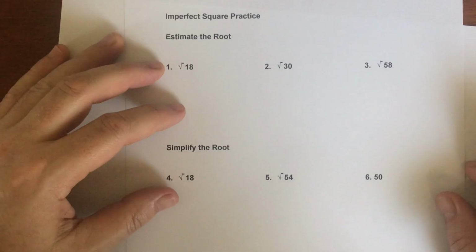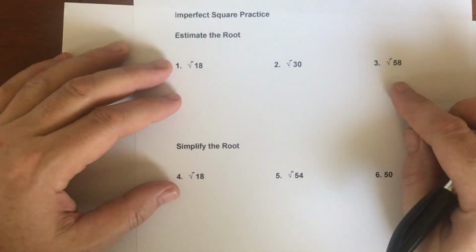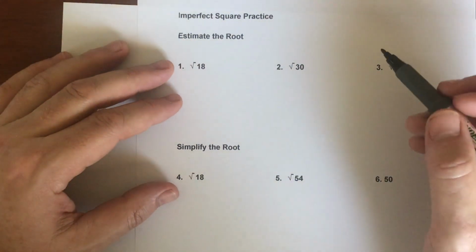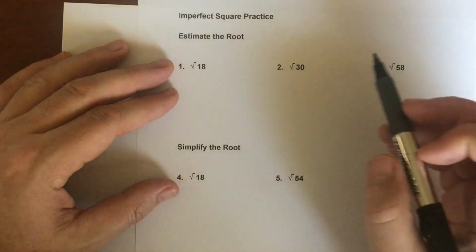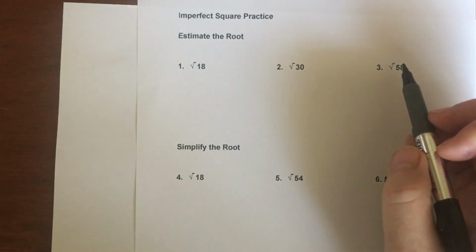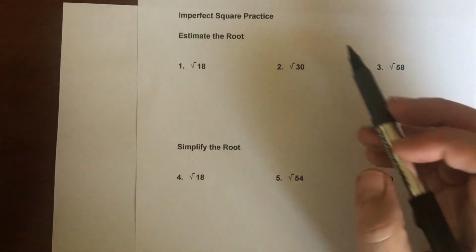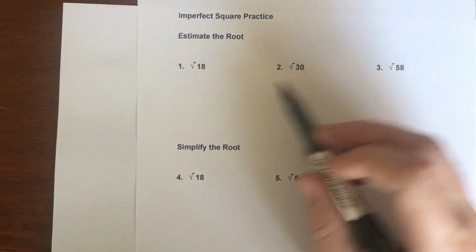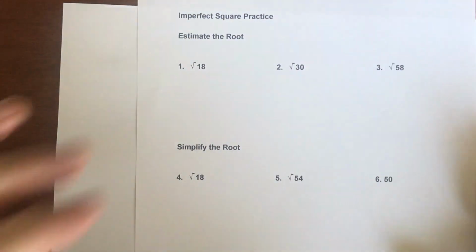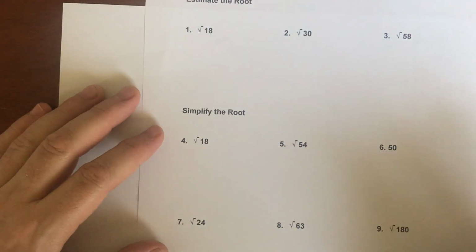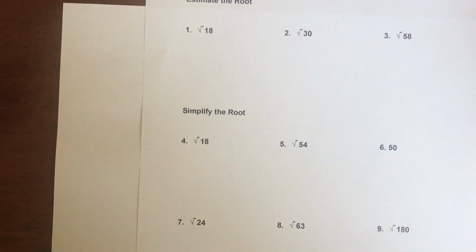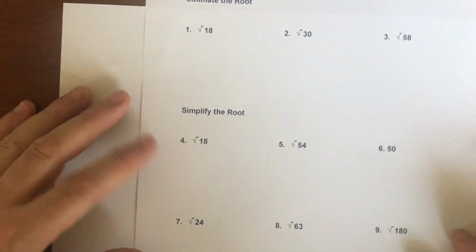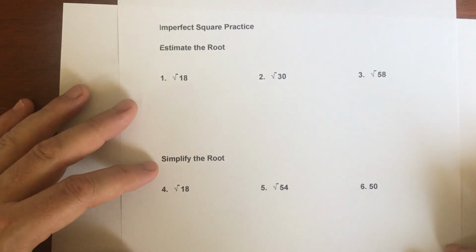Now what I would like you to do is look at your imperfect square practice sheet, okay? We've got 1, 2, and 3. You're estimating the root. So use your perfect square chart. Find out where 18 and 30 and 58 fall in the perfect square chart of 2 through 10, and give me the whole number in a fraction. Simplifying the root is what we just did, so I should have some number times the square root of some number that you can't pull anything else out of, all right? Pause it and we'll go over it.